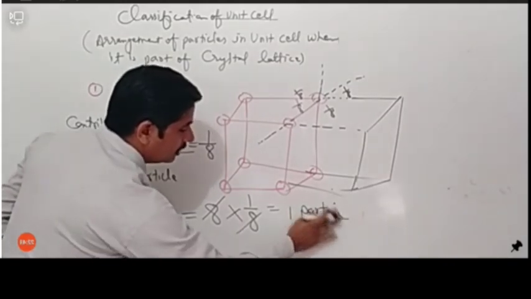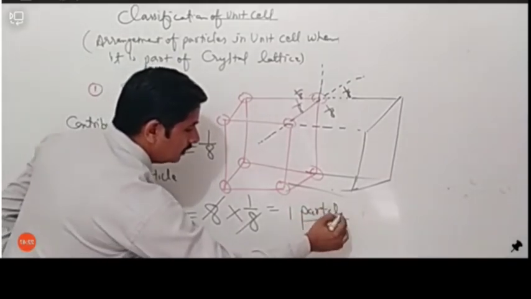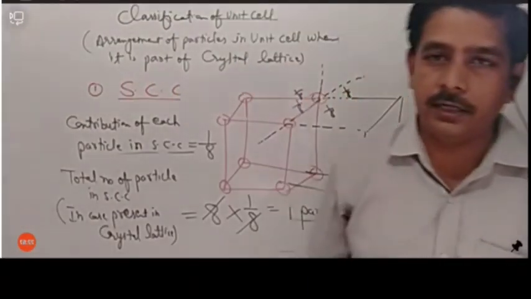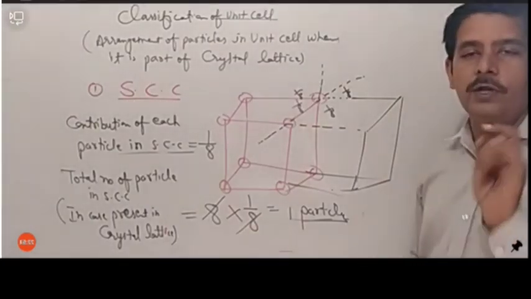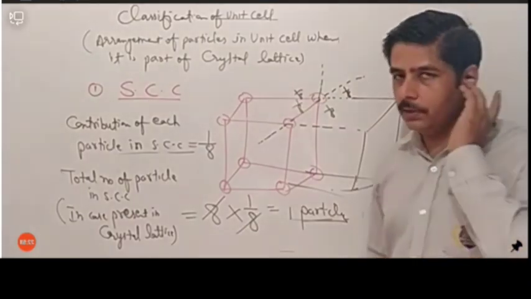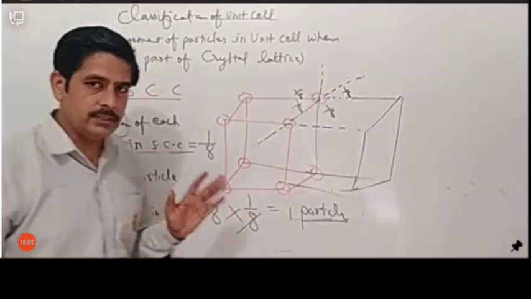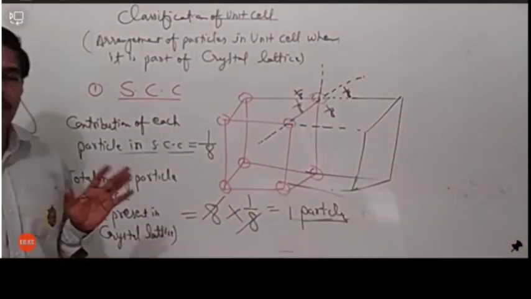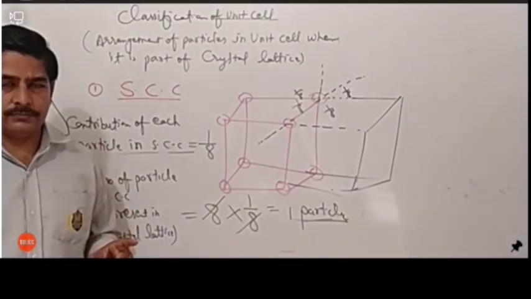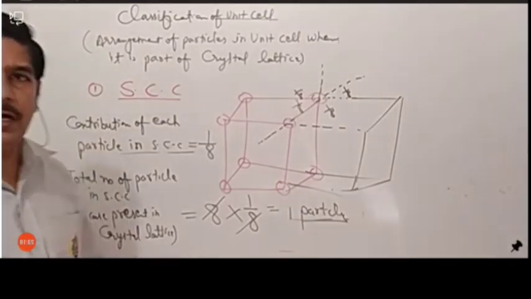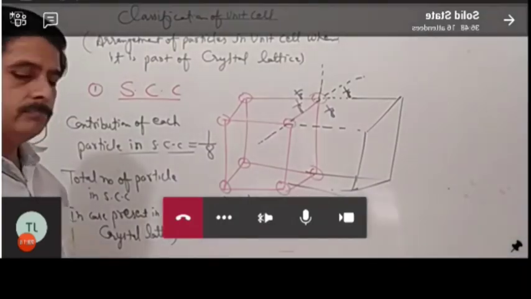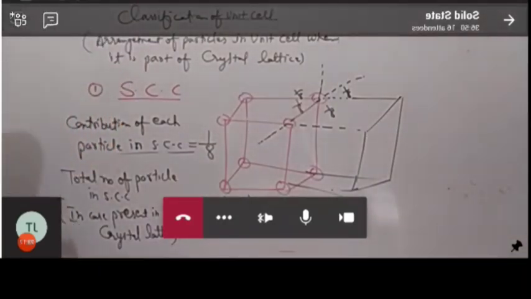ठीक है, जो particle की counting करेंगे, it will be 1 particle. तो आप ध्यान रखना, SCC when present in crystal lattice it will contribute only 1 particle. तो केवल एक particle को contribute करेगा. ये बात समझ में आ गई बेटा आपको? Is it clear? How it will contribute 1 particle in crystal lattice? Okay, let's move ahead. आगे चलें.